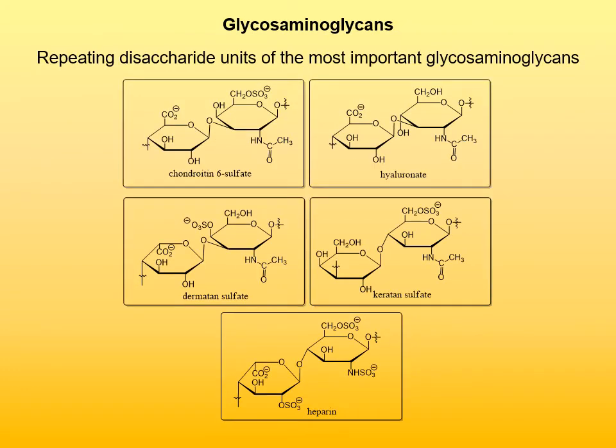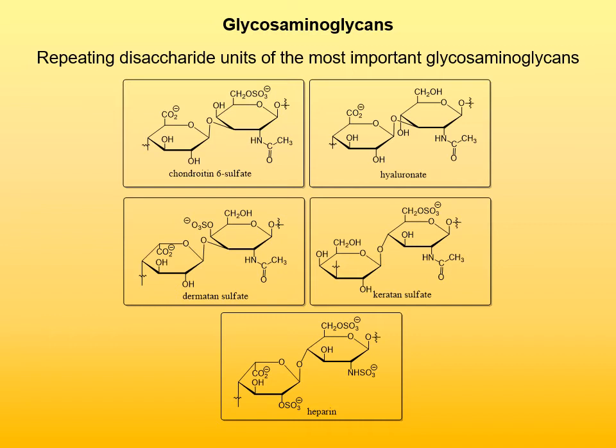A biologically very important class of polysaccharides are glucosaminoglycans. Glucosaminoglycans are anionic polysaccharide chains, and they are composed of repeating disaccharide units. Each disaccharide unit is composed of two different monosaccharides, which means that glucosaminoglycans are heteropolymers.